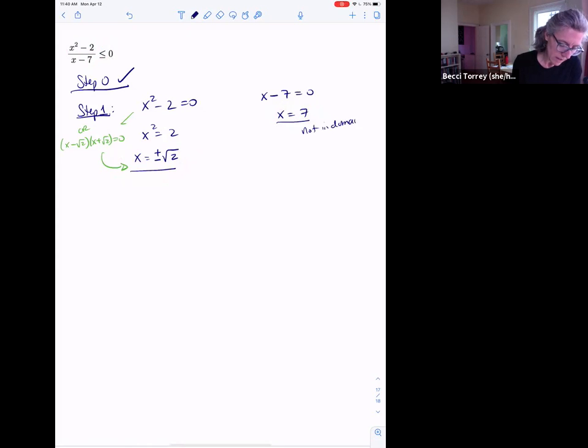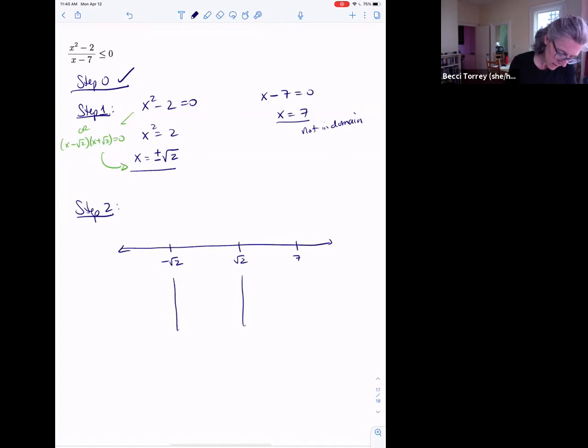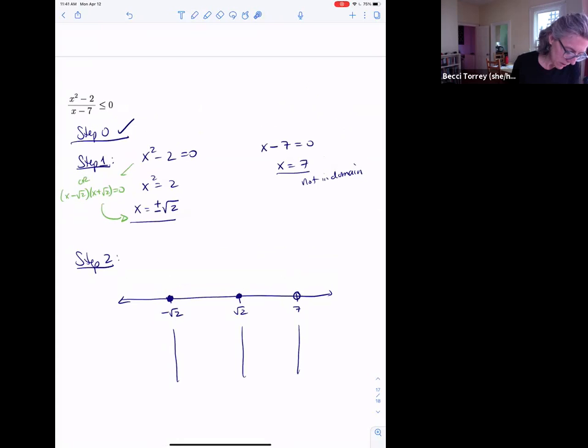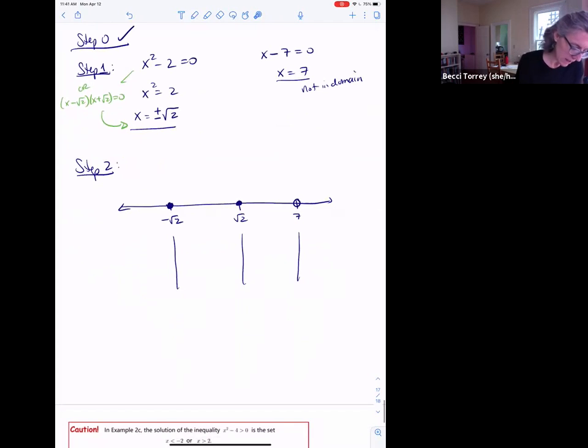So when I set up my sign analysis for step 2, we put all 3 of these breakpoints on. So minus square root of 2 down here somewhere, and then there's 0, and then there's positive square root of 2, and then there's x equals 7. So I'm going to put in our break lines. And again, 7 is not in the domain. It gives us a 0 in the denominator, so I'm going to put an open hole. But the positive square root of 2 and the minus square root of 2, because we're allowing for equal to 0, are going to be part of our solution set. So I'm going to notate it that way.